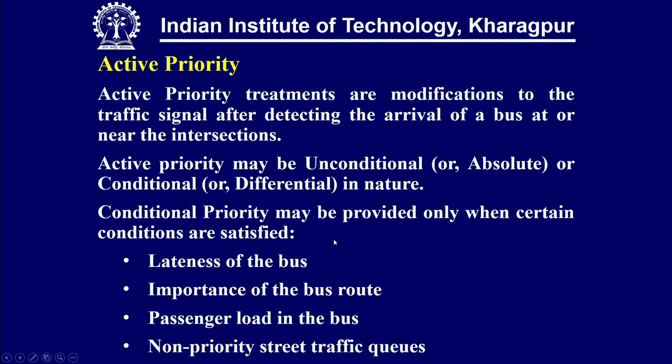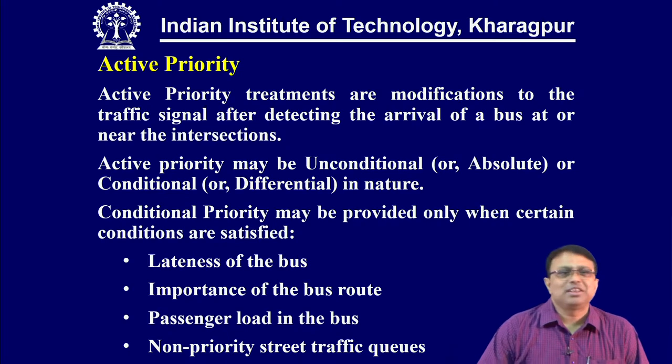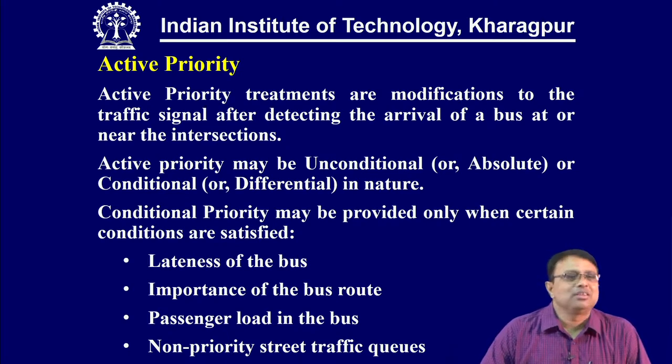Coming to the active priority treatments, these are basically modifications to the traffic signal after detecting the arrival of a bus at or near the intersection. So, you detect a bus and then accordingly there is communication between the bus and the controller to make a certain decision. So, it is not a fixed time; decisions are made after you identify a bus and communication is made.